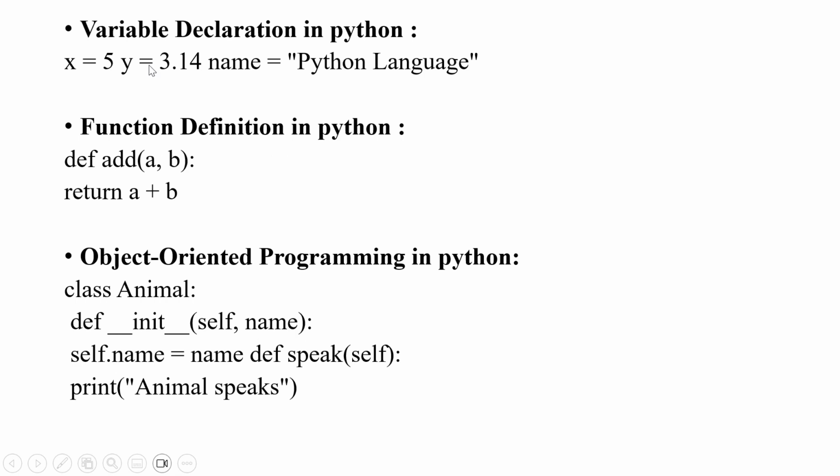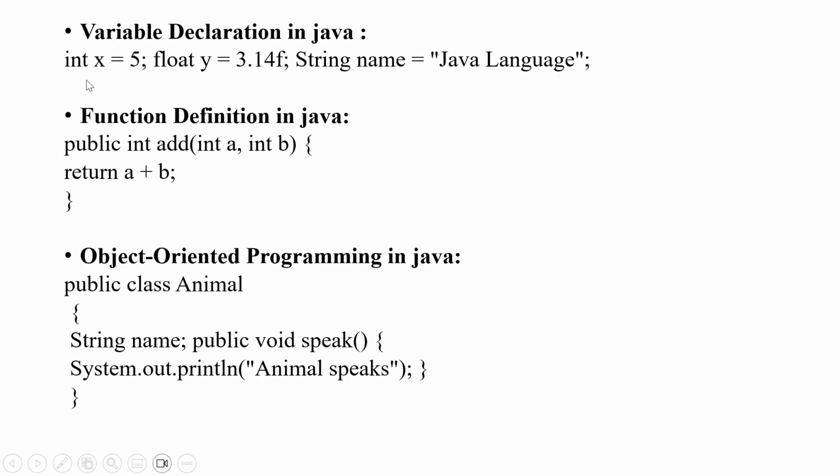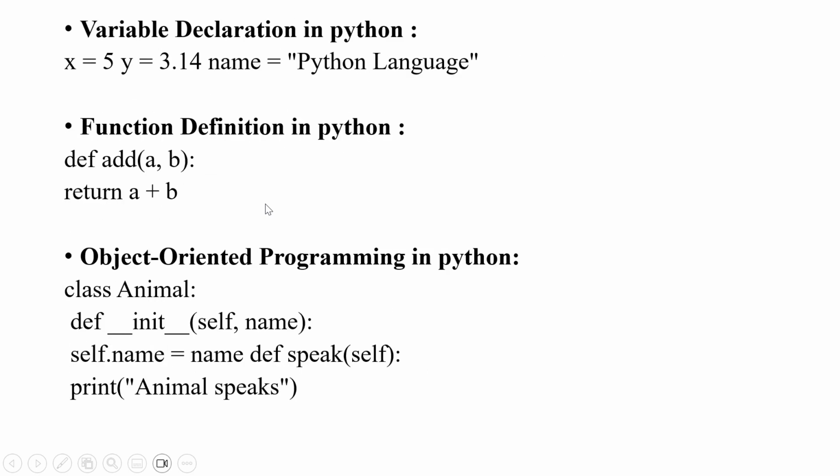For the variable declaration in Python, in the previous examples we wrote int or float, but in Python we do not have to do that. We just give the value of the particular thing, like x is equal to 5 and y is equal to 3.14. It analyzes the type of the variable we have given. So a whole number goes for int, and 3.14 goes for double or float. Function definition in Python is like def add a comma b and return a plus b. We do not need to write int a or int b for Python.